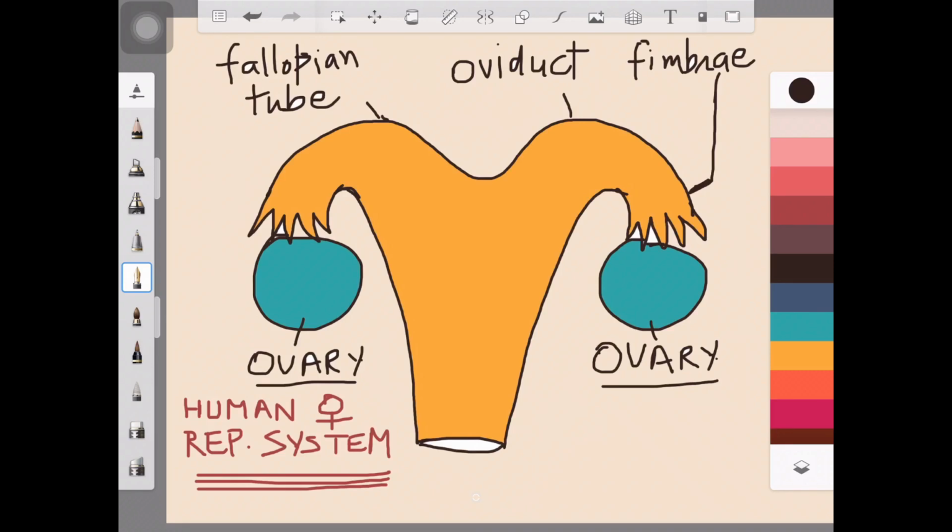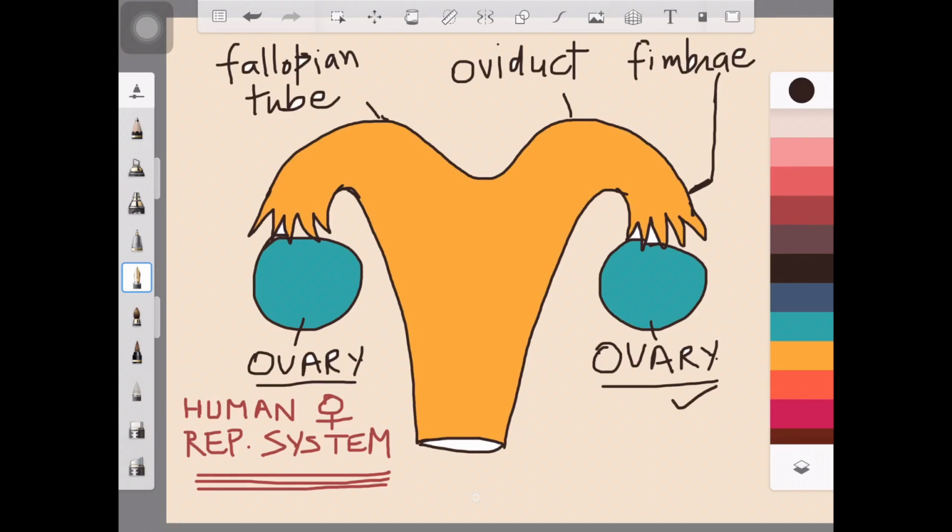This is a highly simplified diagram of the human female reproductive system, and as you can see we have already known how to draw it, but I've color filled it for clarity.